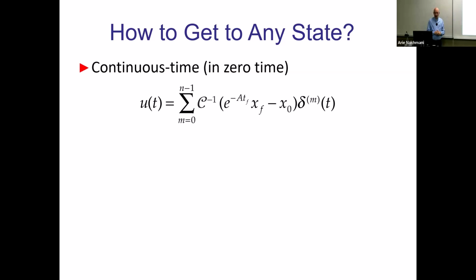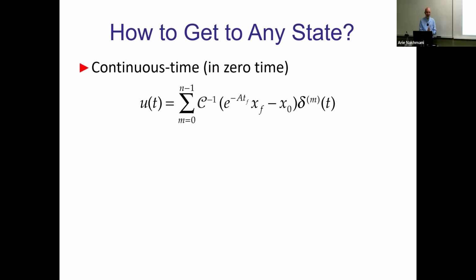So it's the inverse of the controllability matrix, that particular matrix B, AB, A squared B, and so on. So inverting that matrix, multiplying by the exponent of negative A T final, which is at final time, times the vector of x final that you want, minus x zero that you have, which is the initial state, times deltas and their derivatives. And that's why it is theoretical. You cannot really build a function which is a delta. And you will arrive at the final state in 0 time, which is very interesting.